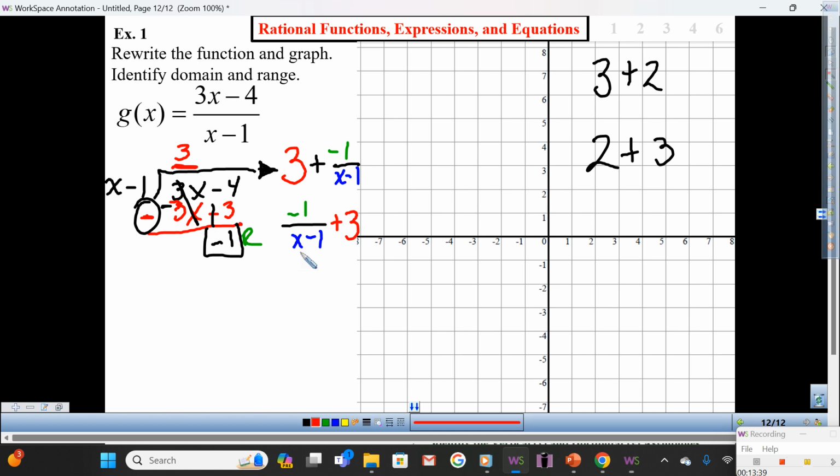I'm almost there. What needs to be on the numerator by itself? The 1, is that correct? So what do I do with that negative? Well, Mr. Q, you can send that to the front. So I end up with negative numerator 1 over x minus 1 plus 3, and this is my new function. Copy that, please.